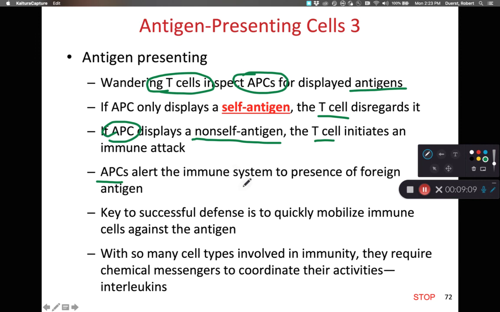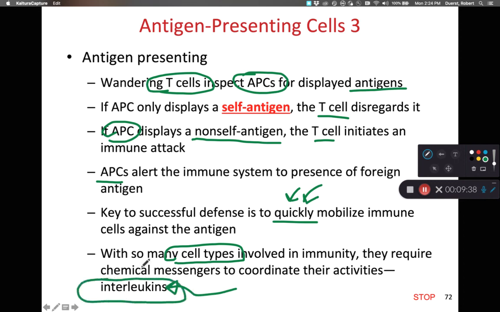Now, the key to a successful immune response or a successful defense is that we need a very quick, and I can't emphasize this enough, we need a quick response. We need to quickly mobilize our cells or our adaptive immune system against the antigen. And since there are so many different kinds of cell types involved with immunity, we need to have extra special chemical messengers for coordinating this. And this is where the interleukins come in, this category of cytokine, interleukin. We'll talk about those more in subsequent recordings.